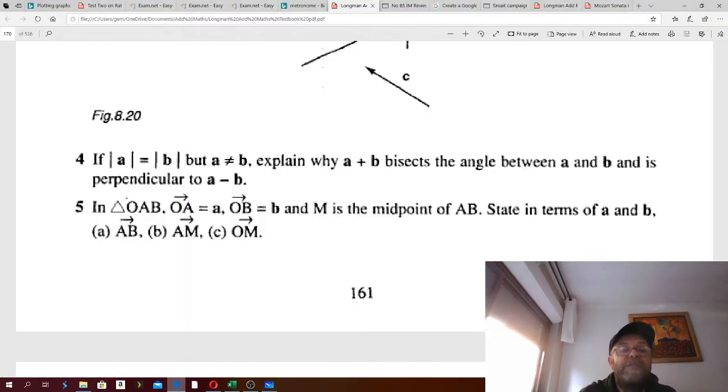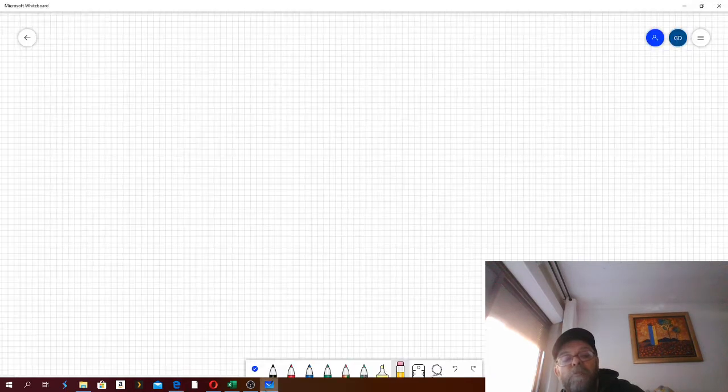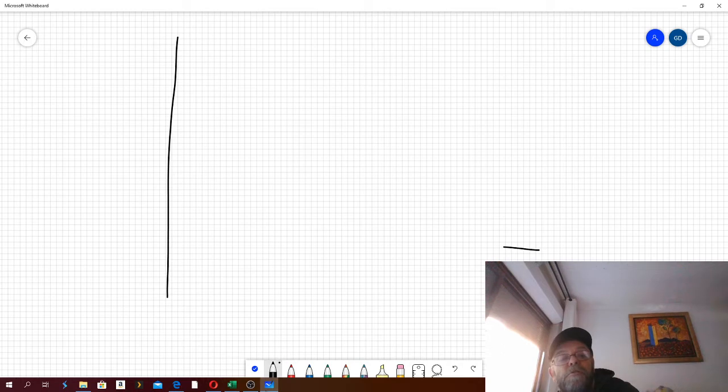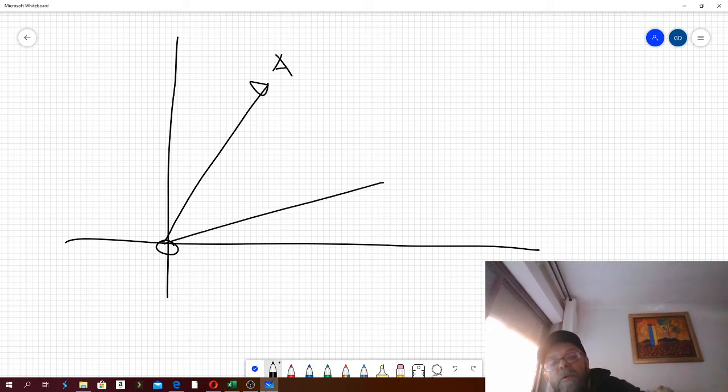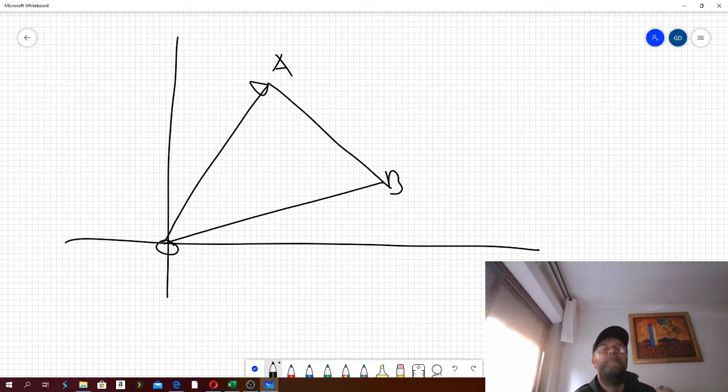Now, number 5 says that in triangle OAB, we've got another triangle. And remember, we've got an OAB triangle. So just in terms of O's, we start at an origin, you see. So O, A, and we'll make B over here. There's triangle OAB. Okay, and we've got a vector OA, we've got a vector OB over there.